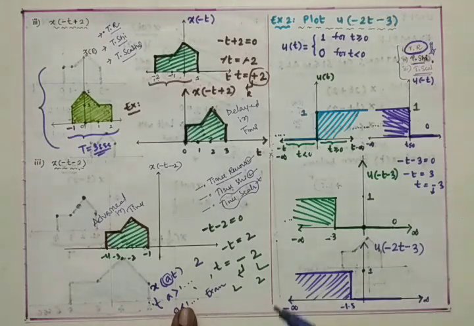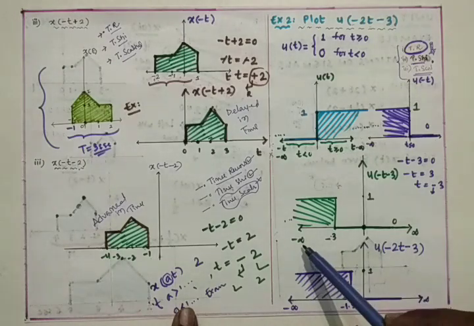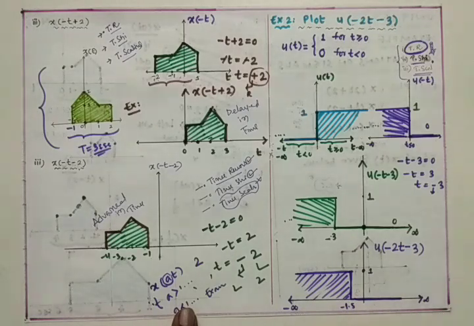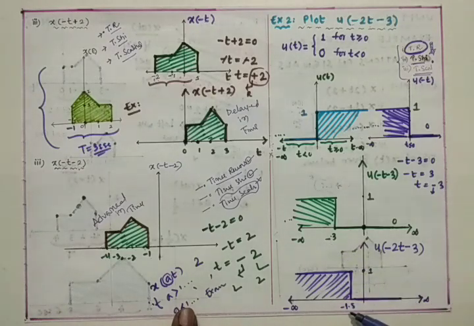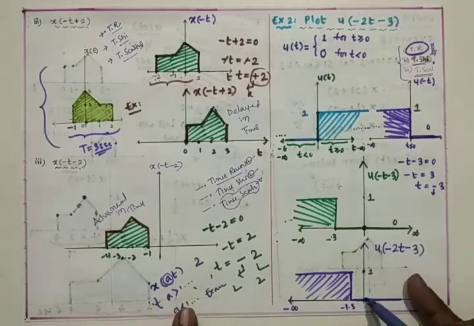Then we have applied the time scaling operation, because t is multiplied with a constant of 2, and 2 is greater than 1, so the resultant signal will be a compressed signal. Each and every time instant is going to be divided by 2, so minus infinity divided by 2 is minus infinity only, and plus infinity divided by 2 is plus infinity only. Minus 3 divided by 2 is minus 1.5, and 0 divided by 2 is 0 only. So we have the signal like this.